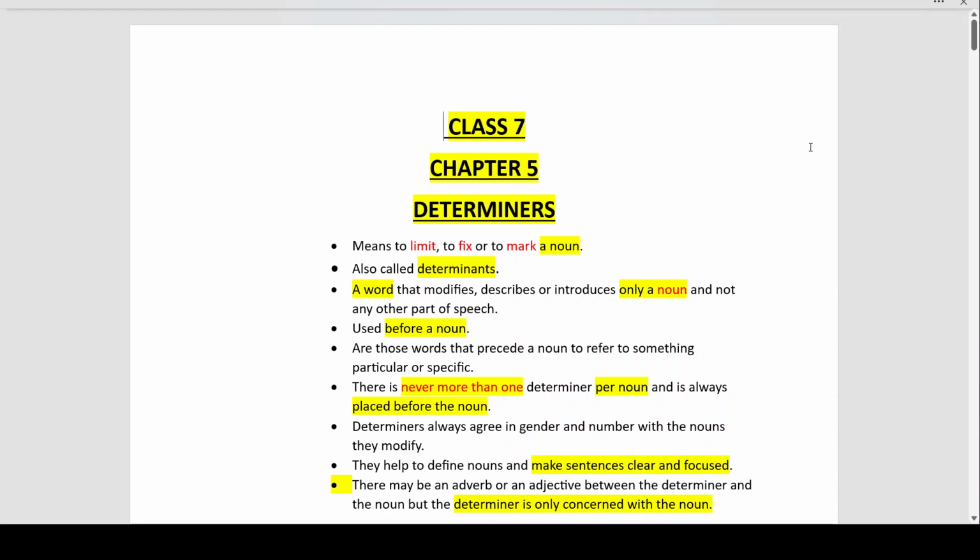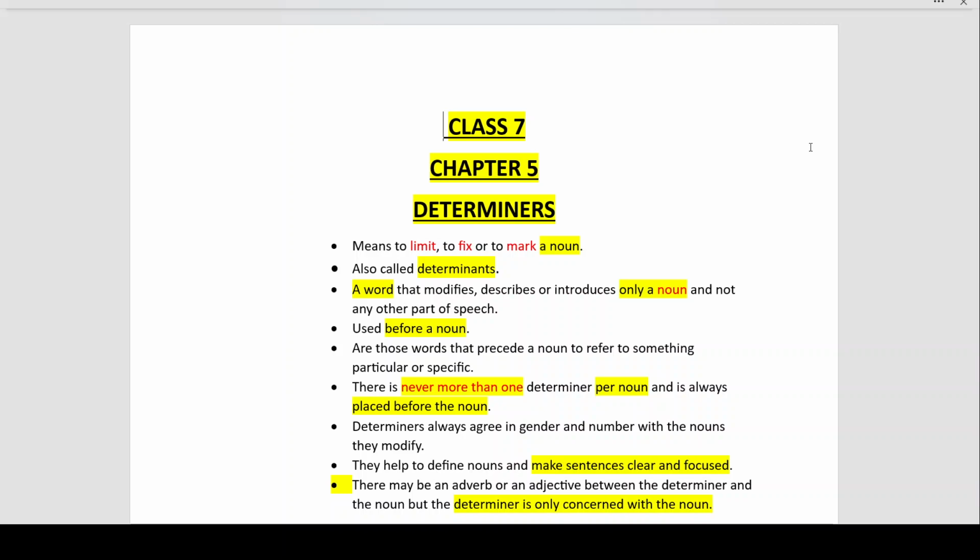Hello students, today we shall do your chapter 5 determiners from your English grammar book. Now students, what do you understand by determiners? Determiners means to limit, to fix or to mark a noun. Now what are nouns? Any name, place, animal or thing is a noun. So anything which limits, fixes or marks this name, place, animal or thing is called a determiner.